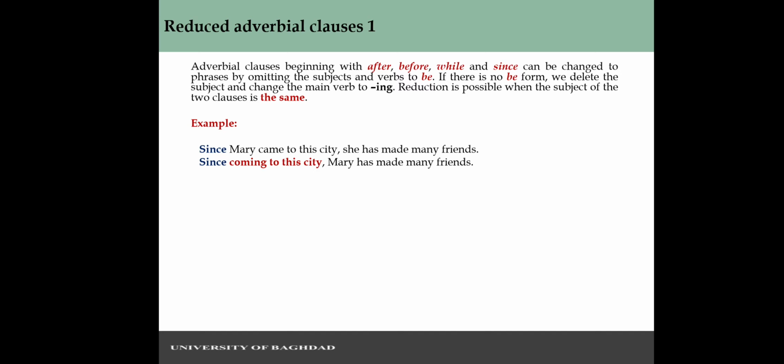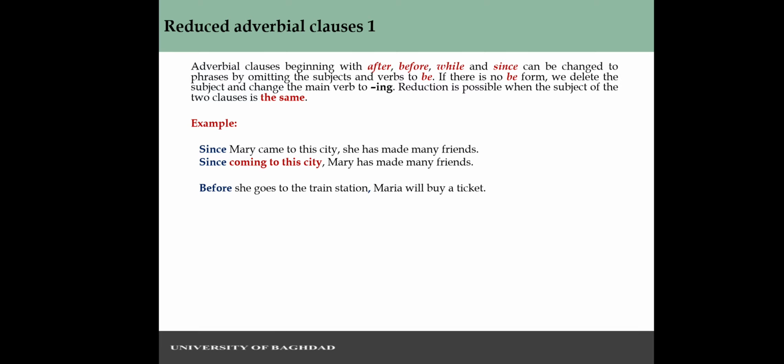For example, since Mary came to this city, she has made many friends. First, we need to pay attention to the subject in each clause. We have Mary, and there is a pronoun that refers to Mary. So we have here the same subject. In this case, reduction is possible.